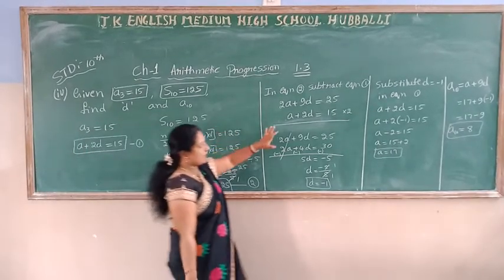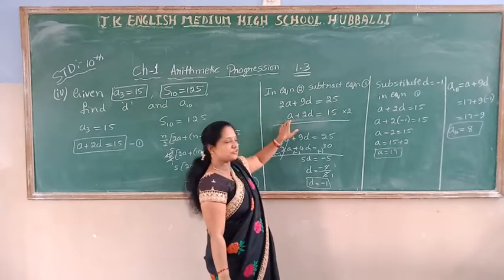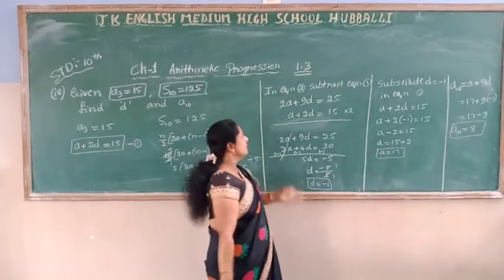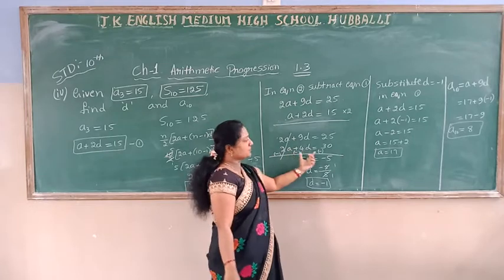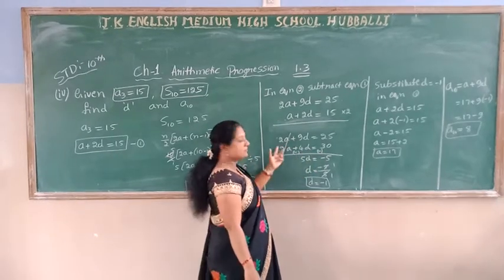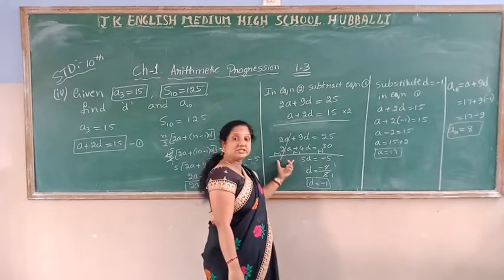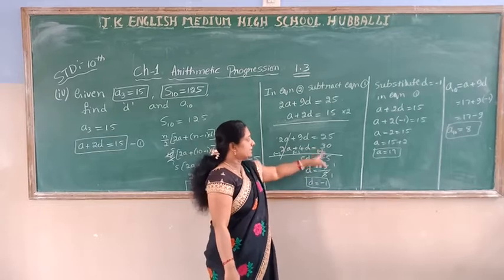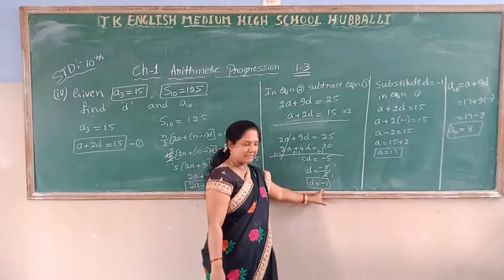To subtract and eliminate one variable, I will multiply the first equation by 2 to make one variable the same. So now I multiplied this equation by 2, and I got 2a plus 4d is equal to 30. Now in subtraction the sign changes. When the sign changes, plus 2a minus 2a cancel, plus 9d minus 4d is 5d is equal to minus 5. Simplifying, I got the d value as minus 1.